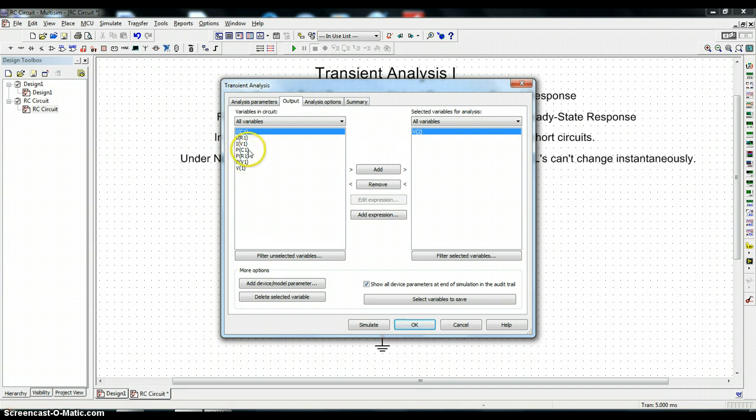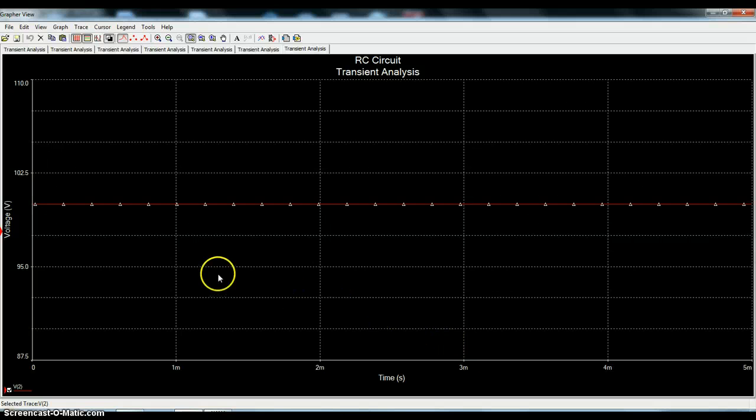Notice all these other variables, but I don't want to look at those right now. Okay, I'm going to hit simulate, and look what happens. I get a straight line. The reason is there was nothing in the setup that told it to run through the transient, even though the name of the operation is transient analysis.